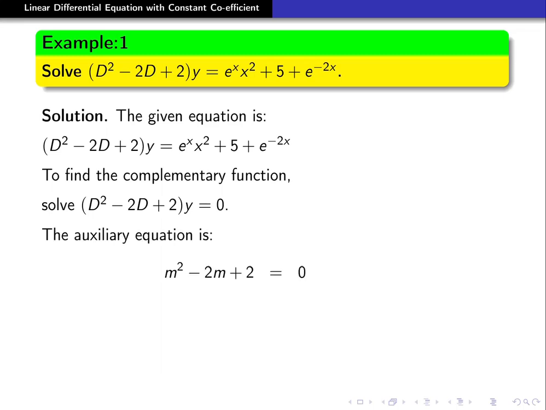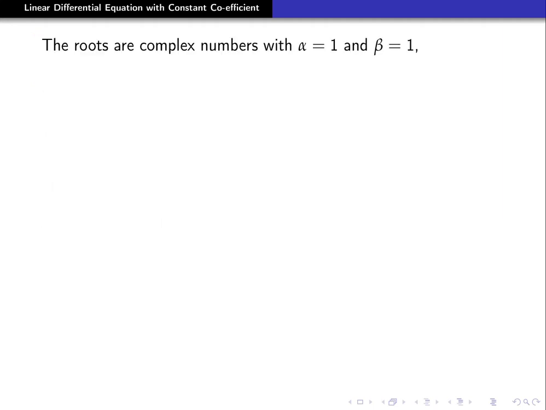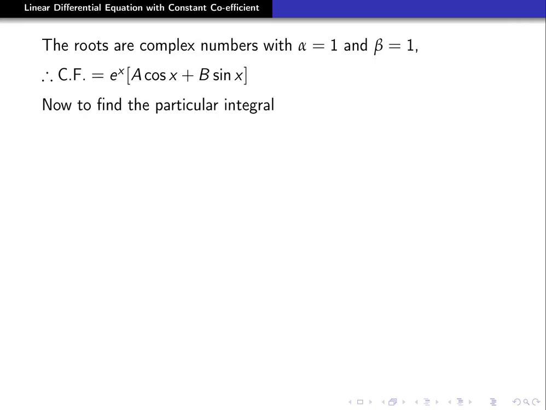So replace D in terms of m. Since it is a quadratic equation, solving this we get the roots 1 plus or minus i. Therefore these are complex roots, alpha is equal to 1 and beta is equal to 1. So replacing alpha and beta with 1, the complementary function is equal to e power x into a cos x plus b sin x.